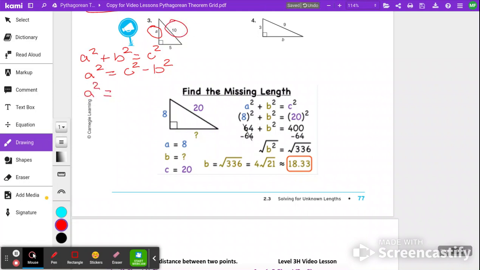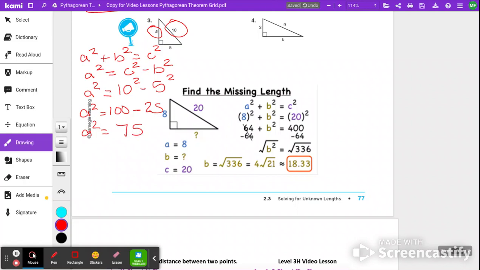Our hypotenuse, the longest side, is 10. So C squared is 10 squared. B is 5. We're going to square that. So A squared is equal to 100 minus 25. So A squared is equal to 75.